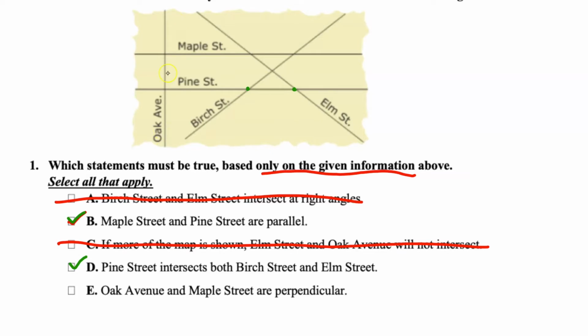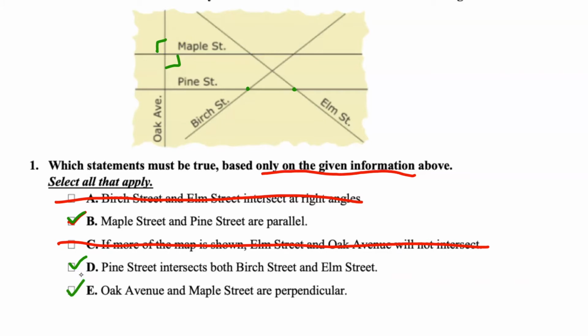Well, Oak Avenue runs perfectly north and south, so it's perfectly vertical. Maple Street runs east to west, so it's perfectly horizontal. And we've learned that if a line is perfectly vertical and perfectly horizontal, that must mean they're perpendicular. So yes, that one is good as well.